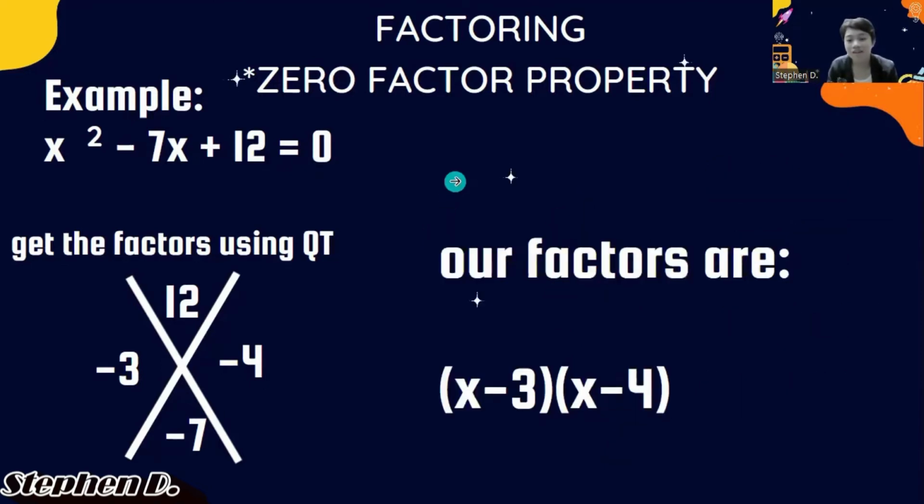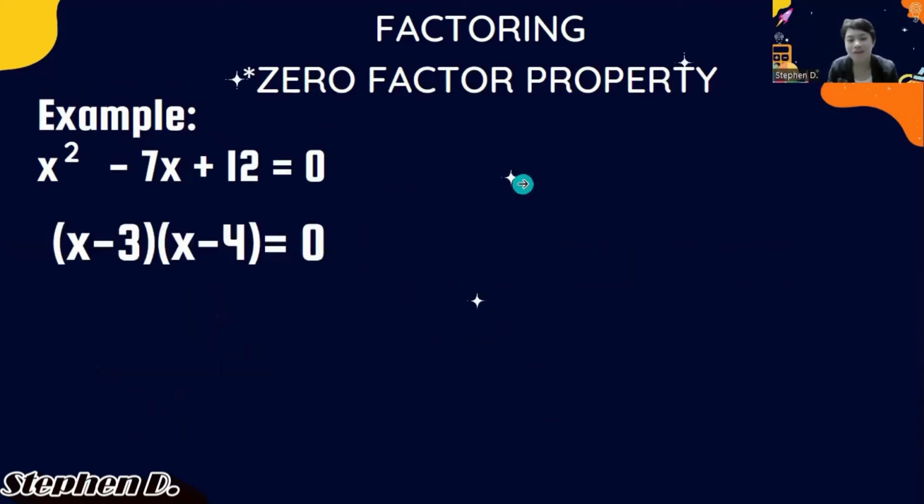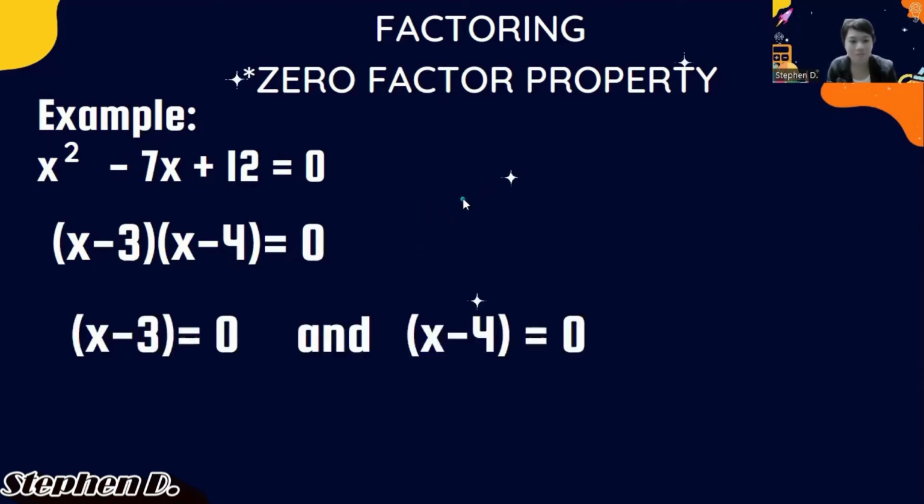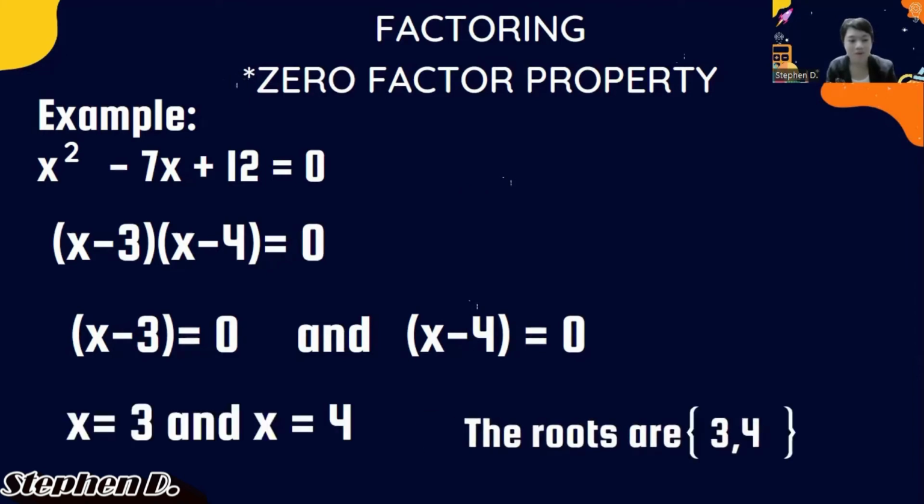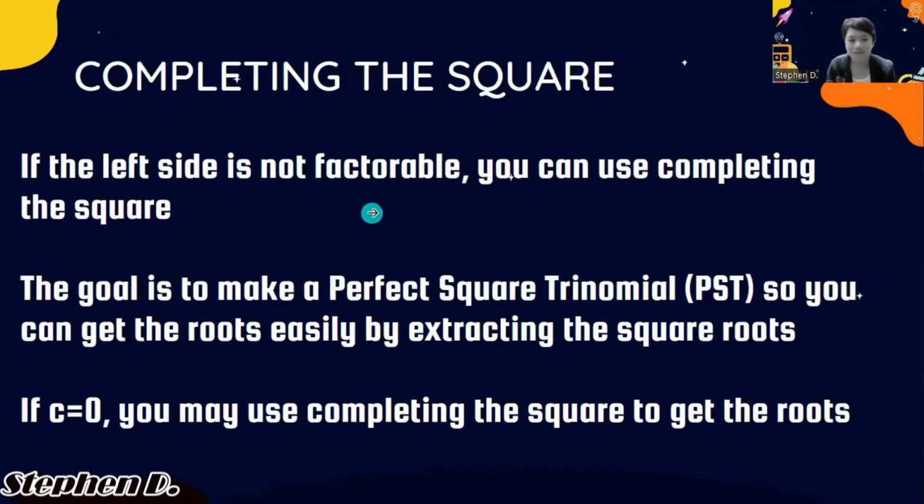Since our factors are x minus 3 and x minus 4, now we can use the zero factor property. So x minus 3 is equal to 0 and x minus 4 is equal to 0. So we transpose negative 3, transpose negative 4, that's how we get x is equal to 3 and x is equal to 4. Roots are 3 and 4. Now in completing the square, the left side is not factorable. You can use completing the square.